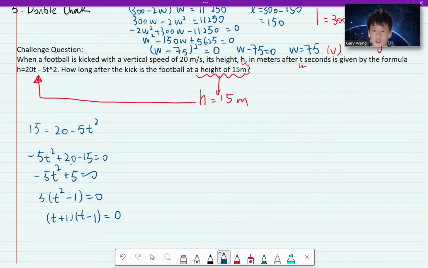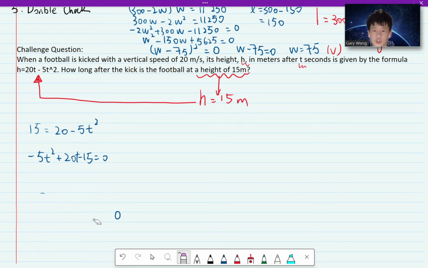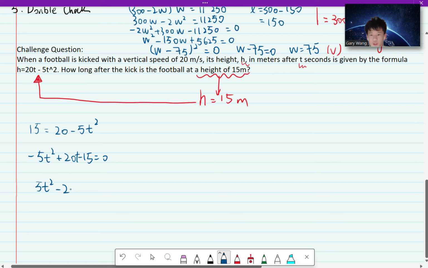Sorry, this is actually 20t right here, so I couldn't do this. Sorry. So be careful not to copy the question down wrong, or to make any silly mistakes when you're trying to solve the equation. So this is basically 5t squared minus 20t plus 15 equal to 0. We get rid of the negative sign, and we get rid of the common factor 5. So this is something like this. And then we factor using expansion, t minus 1, t minus 3 equal to 0.